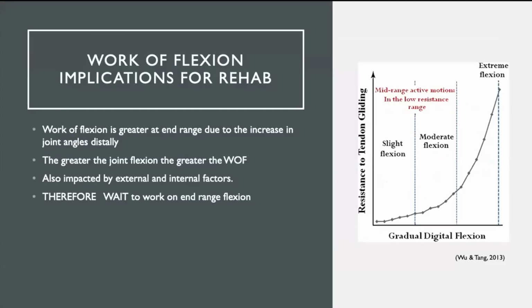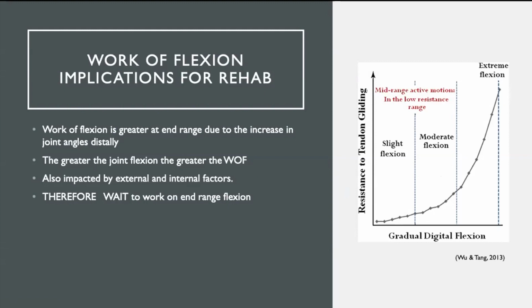Work of flexion and the implications for rehab. The work of flexion is greater at the end of range due to the increase in joint angles distally. And as can be seen from this little graph here, it's interesting to note just how much the resistance to movement increases as the flexion increases. So throughout the first sort of quarter to half of the range of movement, we've got slight to moderate resistance, and then the resistance increases significantly through that last portion of the full fist. This is also impacted by the external and internal factors that we've already talked about.